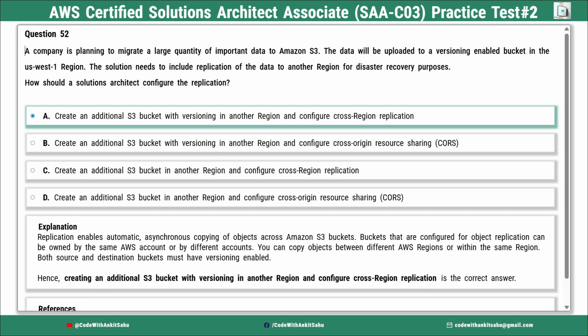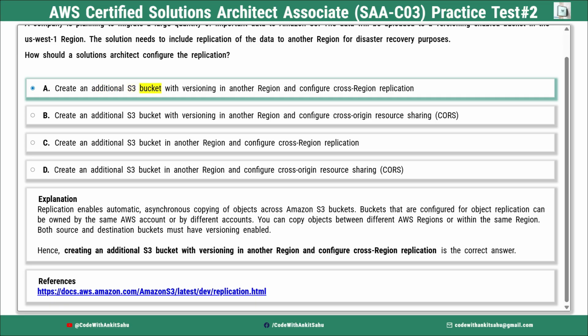Correct answer. Option A. Create an additional S3 bucket with versioning in another region and configure cross-region replication. Explanation: replication enables automatic, asynchronous copying of objects across Amazon S3 buckets. Buckets that are configured for object replication can be owned by the same AWS account or by different accounts. You can copy objects between different AWS regions or within the same region. Both source and destination buckets must have versioning enabled. Hence, creating an additional S3 bucket with versioning in another region and configure cross-region replication is the correct answer.